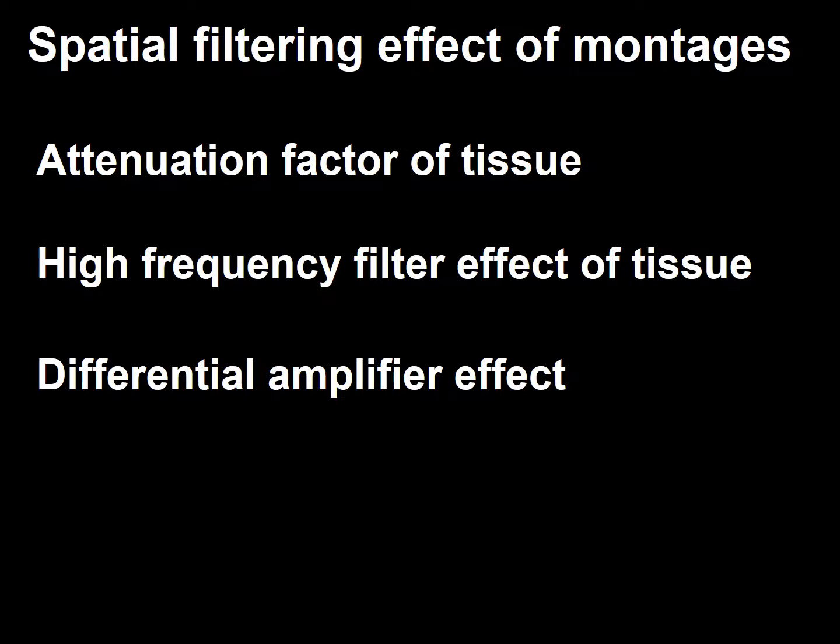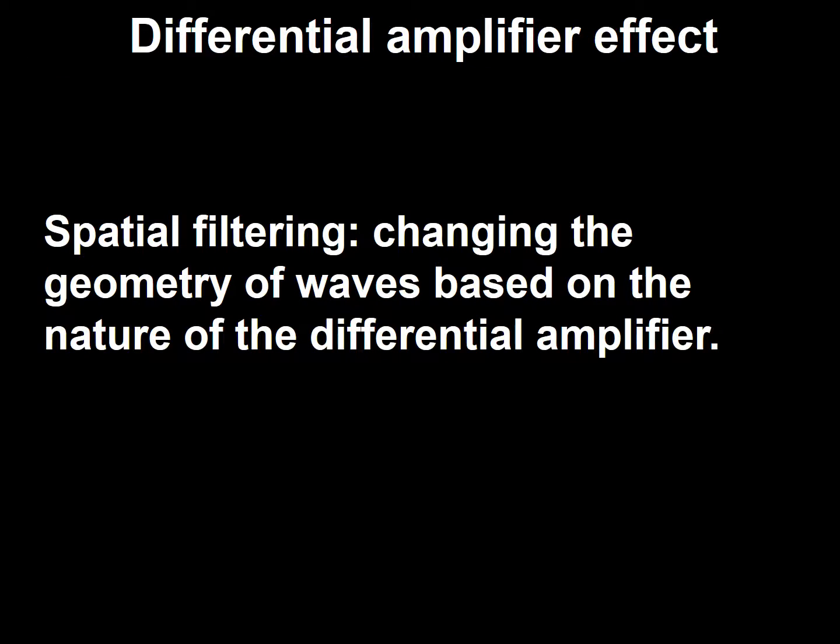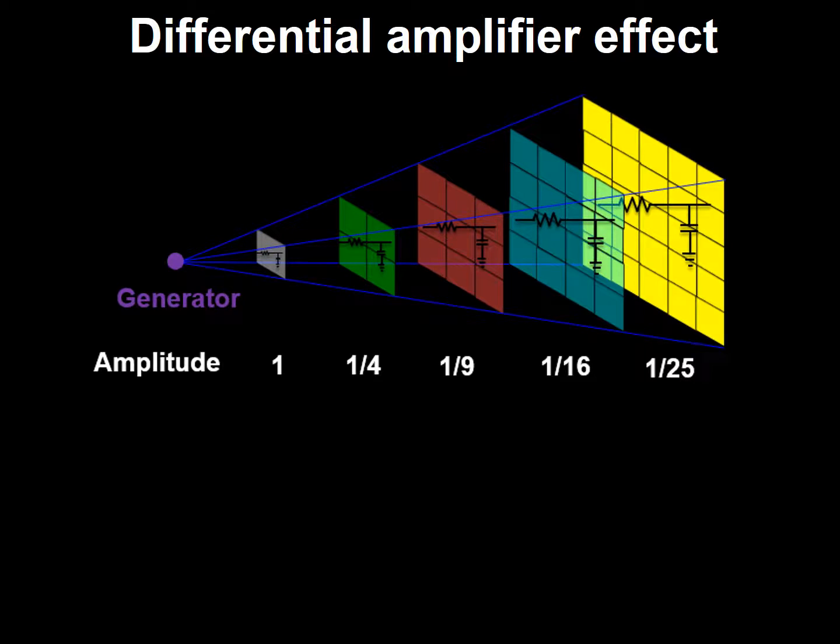The last factor influencing the spatial filtering effect of montage is the differential amplifier effect. The differential amplifier effect consists of changes in the geometry of the wave configuration that occur as a function of the differential amplifier inverting the signal coming through input 2. In this example, the amplitude of a wave coming into the differential amplifier will be a certain size when the two electrodes connected to a differential amplifier are close. I am representing the distance between the two electrodes by the aqua two arrow heads.